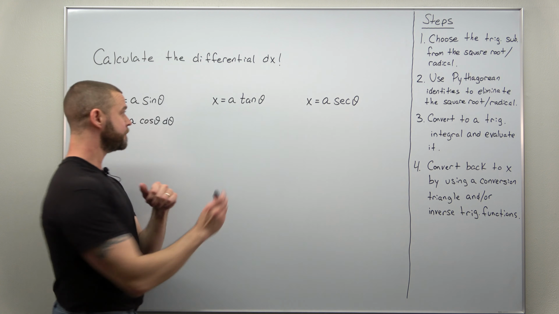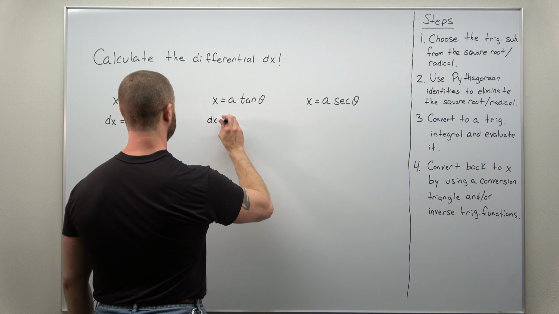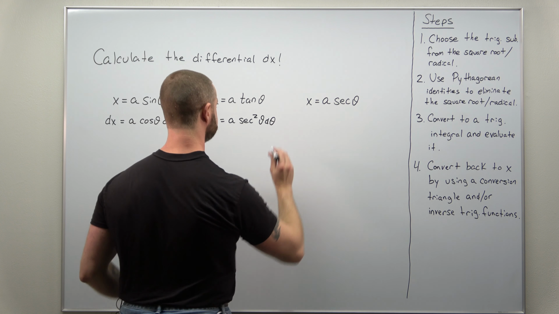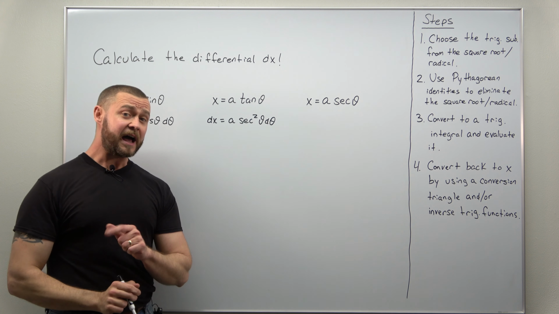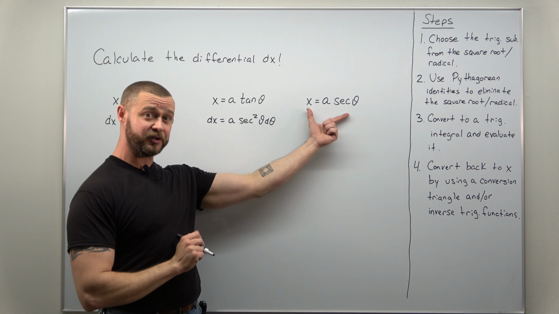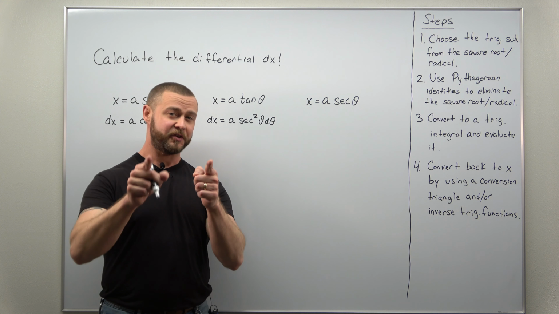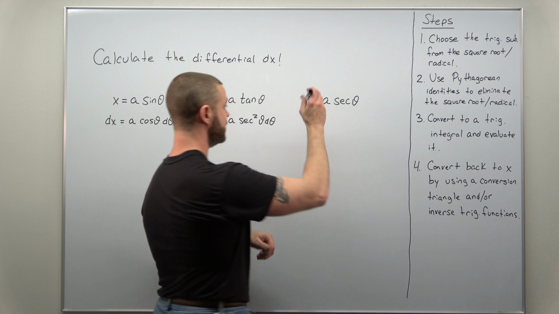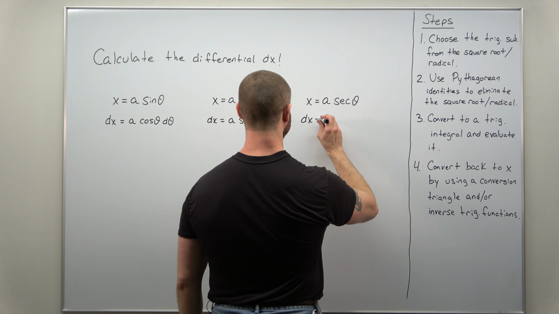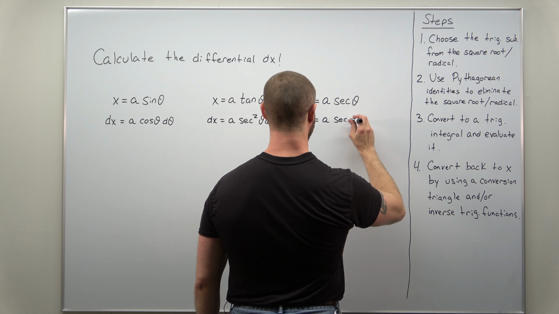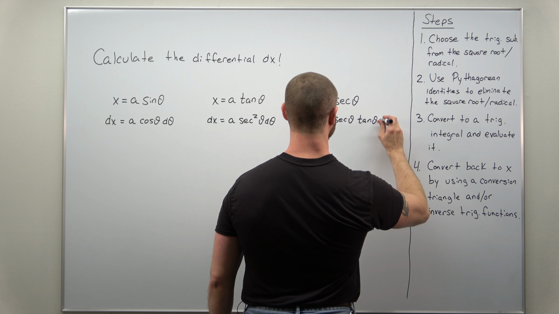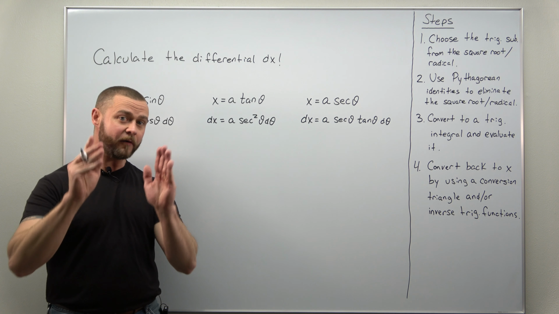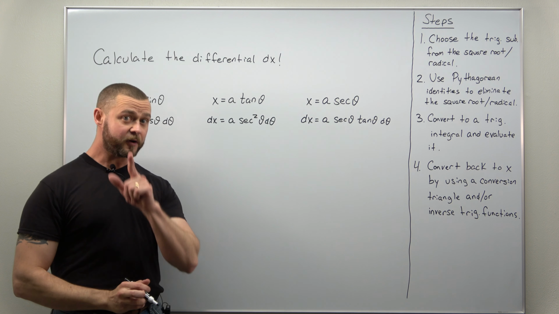For your tangent substitution, you know the derivative of tangent, that's secant squared. So dx here comes out to equal a times secant squared theta d theta. And then for your last substitution, which is a secant substitution, you also know that trig derivative. The derivative of secant, that's secant times tangent. So your differential dx here works out to be a times secant of theta times tangent of theta d theta. And this is a very simple but often overlooked part of how you convert in step 3.